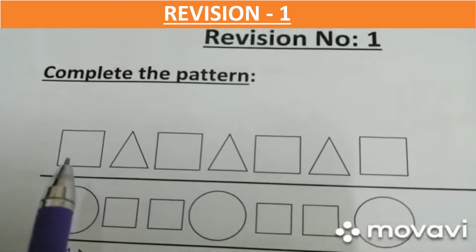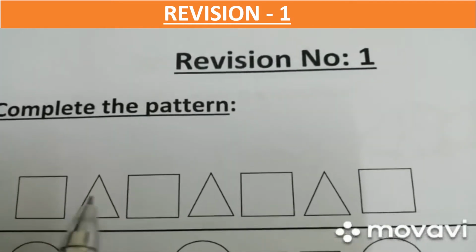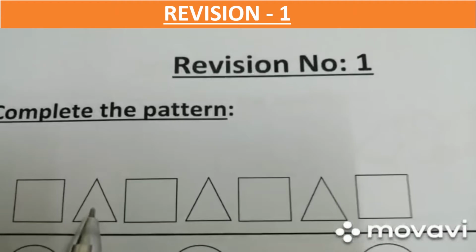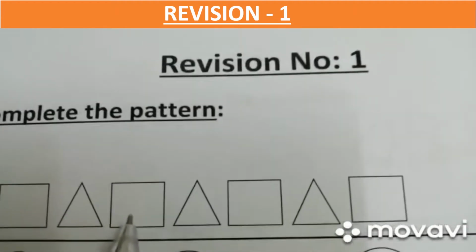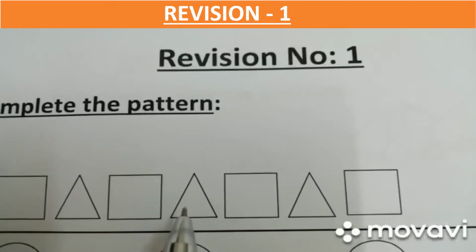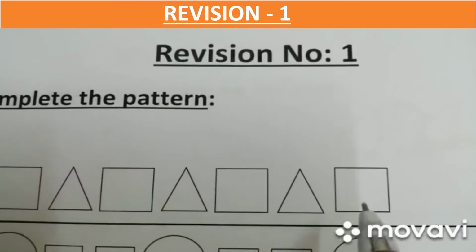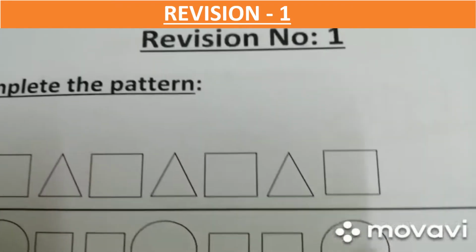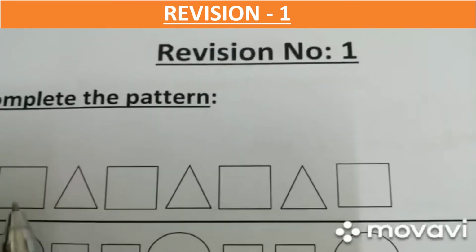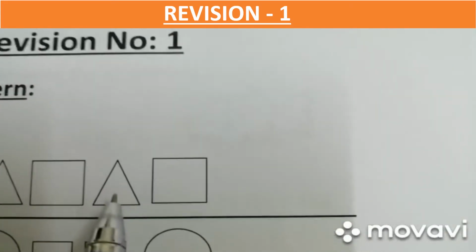See, what is this first shape here? Can you tell me? Yes, this is a square. And what is the next after square? Triangle. And after triangle, what is the next one? Square. After that, triangle. Then again square. Then again triangle. Then again square. So what should be the next? What comes after square? Very good. The next should be the triangle.